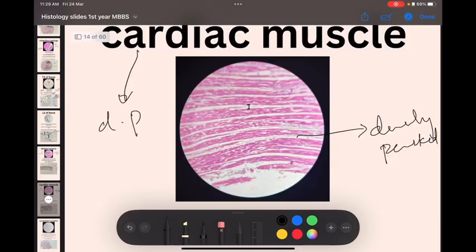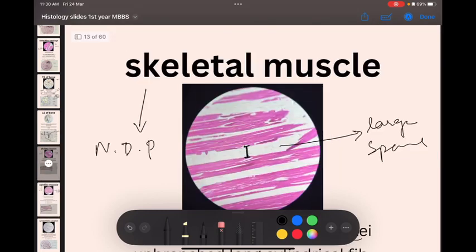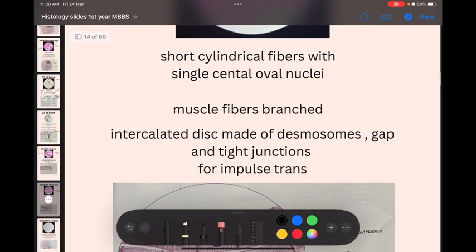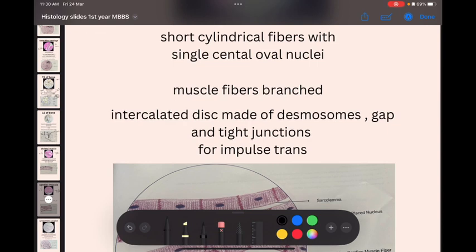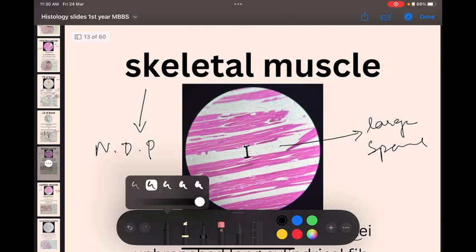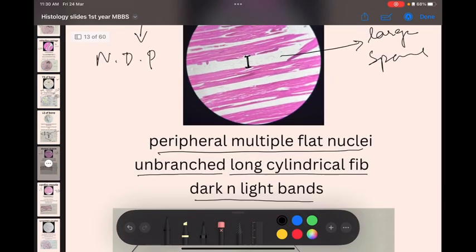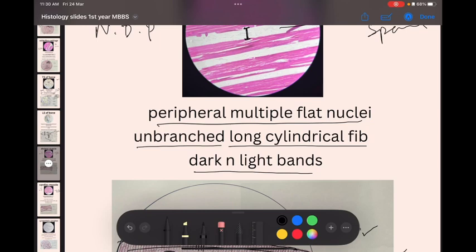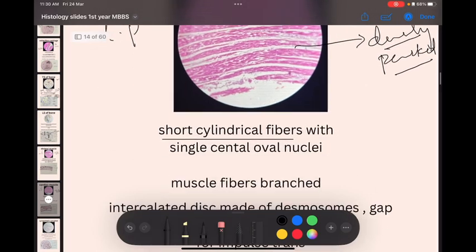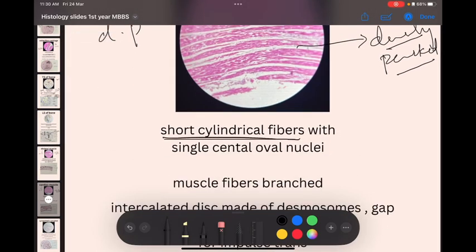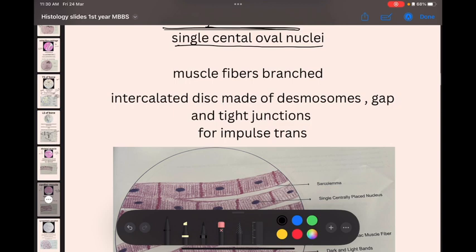Coming to cardiac muscle, as I told you, it is densely packed compared to your skeletal muscle. Coming to the key points, short cylindrical fibers. So these are short cylindrical fibers, whereas skeletal muscle was an unbranched, long cylindrical fiber, whereas cardiac is a short cylindrical fiber, and it is branched. It contains a single central oval nucleus. Muscle fibers are branched.